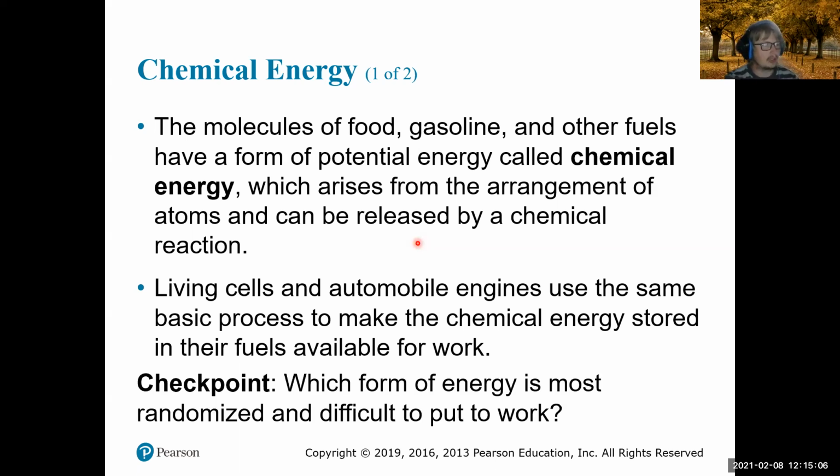And so thinking about everything we've talked about, then look at this question here. Which form of energy is most randomized and is more difficult to put to work? So take a second to think about that.